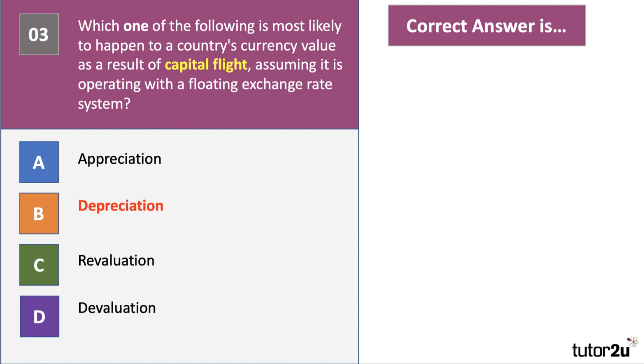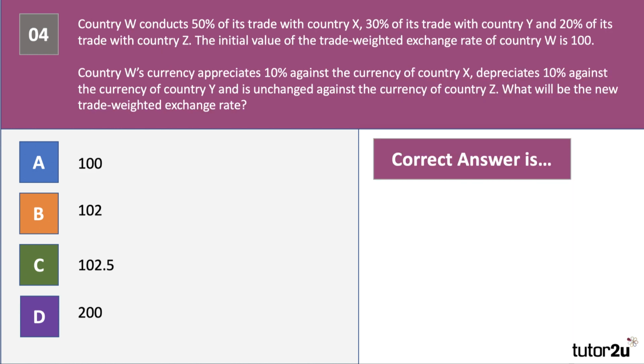We're halfway through. How are we doing? Here's question 4. Now this is a calculation question. Again, it's from a 2020 paper, so have a go at this one. Country W conducts half of its trade with country X, 30% of its trade with country Y, and 20% of its trade with country Z. And the initial value of their trade-weighted exchange rate is 100. We're then told that country W's currency appreciates 10% against the currency of country X. It falls 10% against the currency of country Y, and it's unchanged against the currency of country Z.